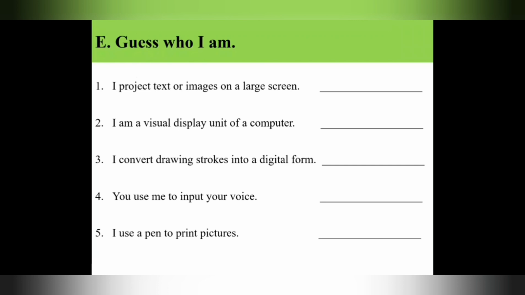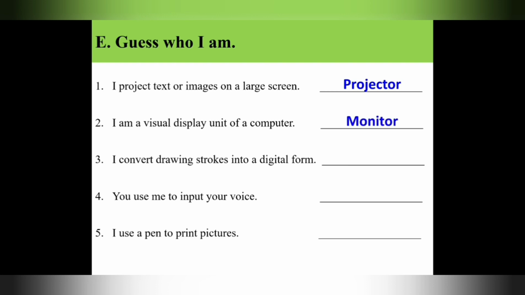Fifth Roman is guess who I am. First one, I project text or images on a large screen. Who am I? I am the projector. Second one, I am a visual display unit of a computer. Who am I? I am the monitor.